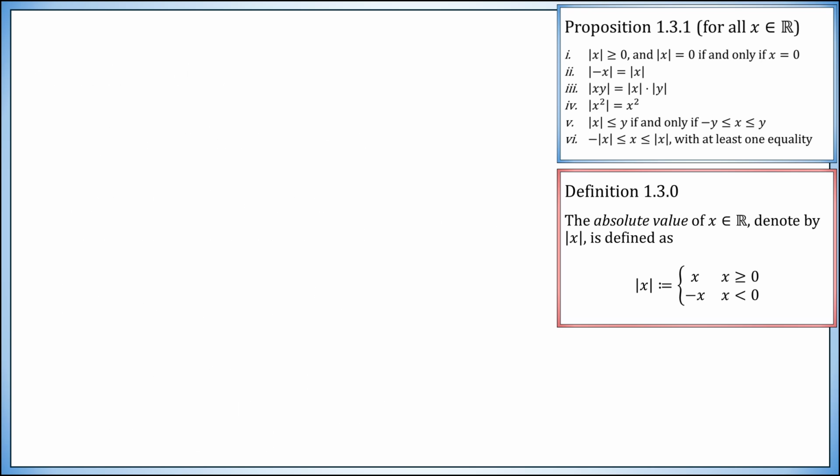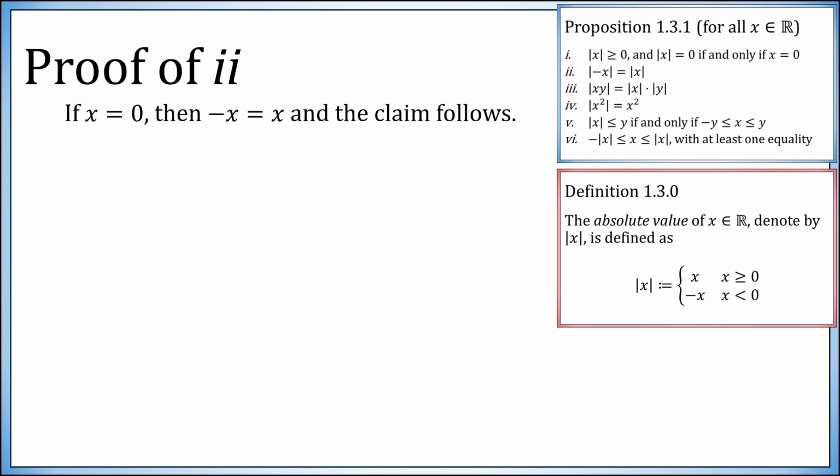Moving on now with the proof of the second item. Again, we'll do three cases. If x equals 0, well then x and minus x are the same number, so the absolute value of the same number will of course be equal.